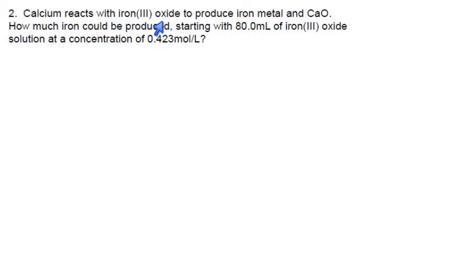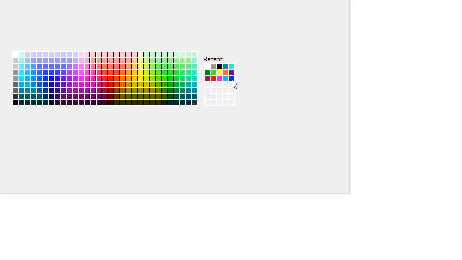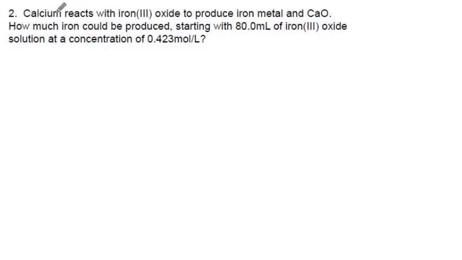Calcium reacts with iron 3 oxide to produce iron metal and CaO. All right. Bit of an unusual reaction, but they spelled it all out for us, so it's probably going to be okay. Calcium, the metal, reacts with iron 3 oxide. I trust you're pretty confident with these right now, so I'm just going to write Fe2O3. Plus 6 charge from the irons, minus 6 charge from the oxygens. And that produces iron metal, which is plain old Fe, and calcium oxide.